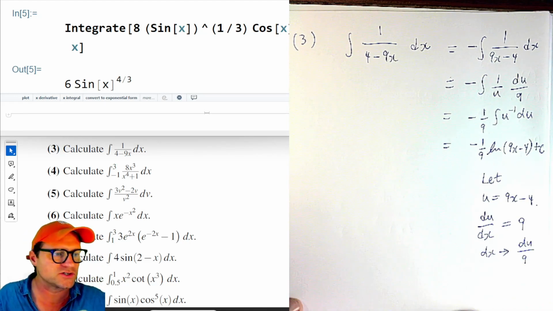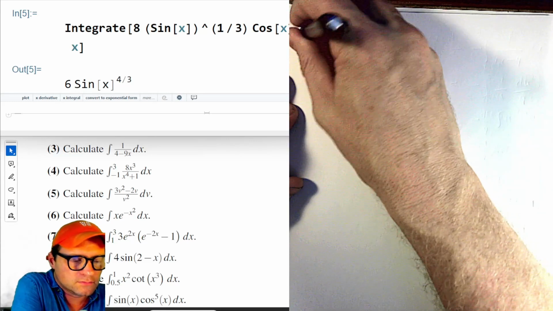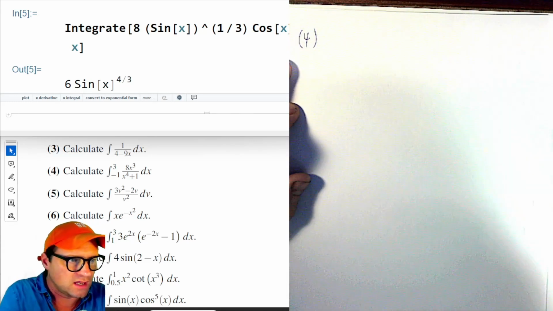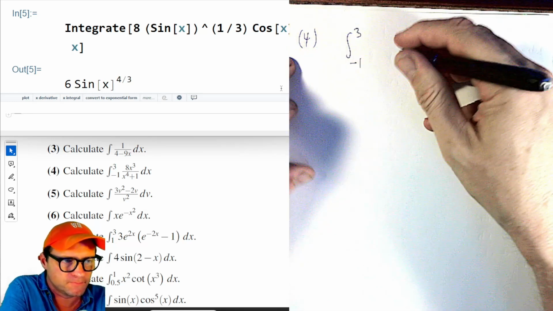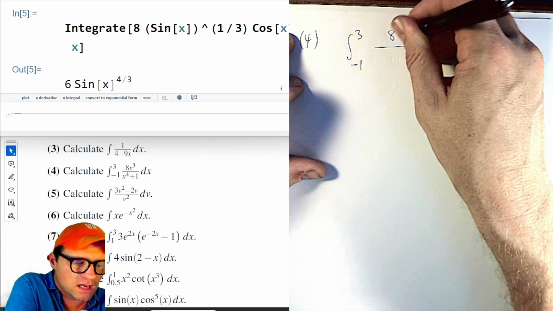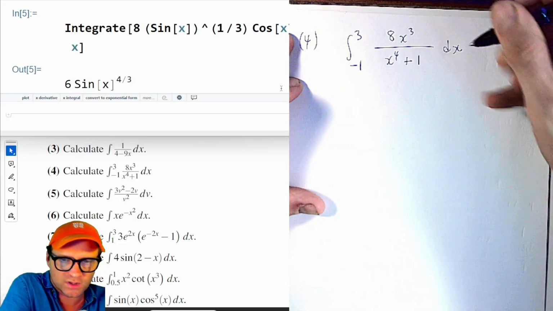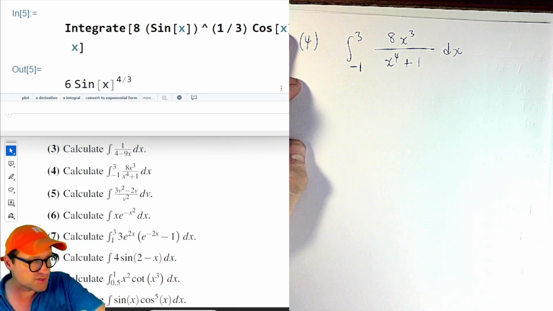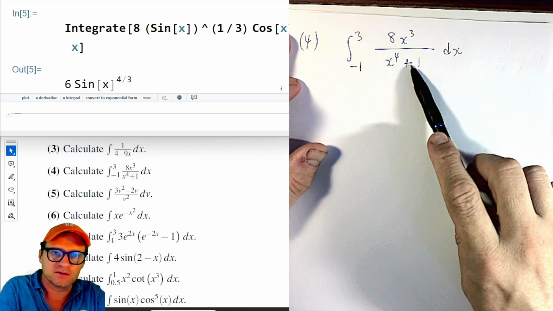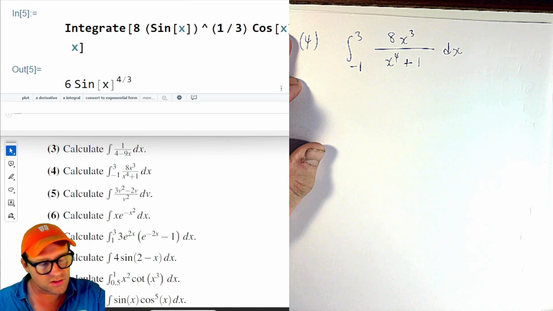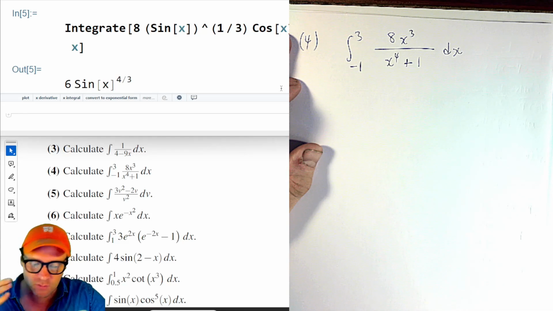Okay, let's move on to question 4. Where we have a definite integral, minus 1 to 3, 8x cubed over x to the power 4 plus 1. This is integrated with respect to x. All right, now let's look at the structure of this thing. So the derivative of that denominator is a constant times the numerator. So this tells us then that if we let u be equal to the denominator, an integral by substitution will work out nicely for this.